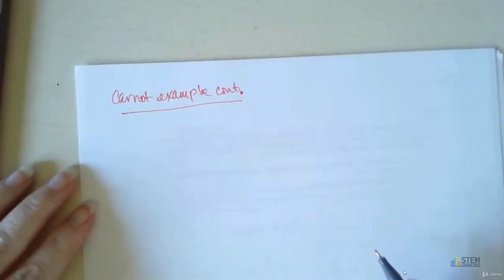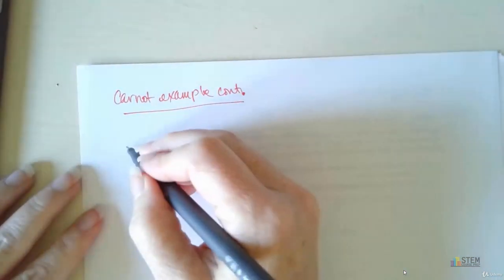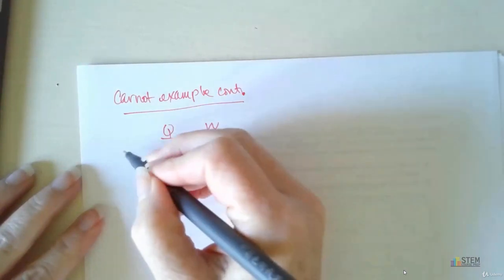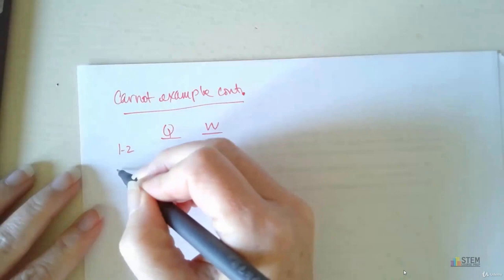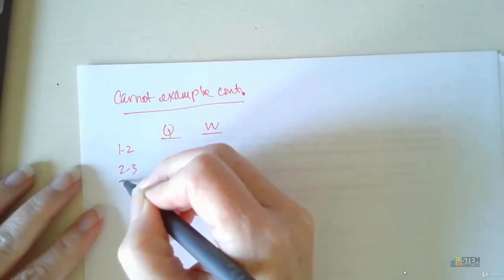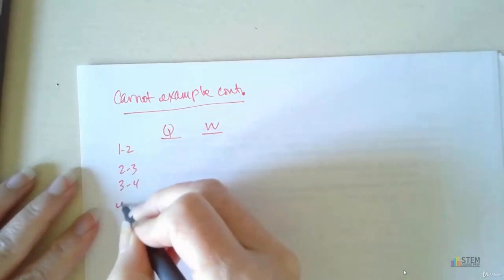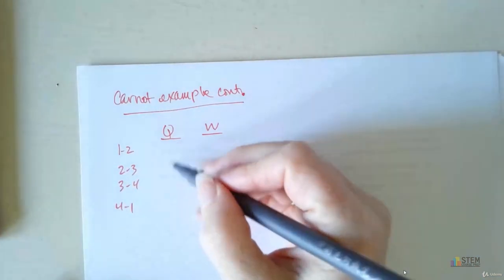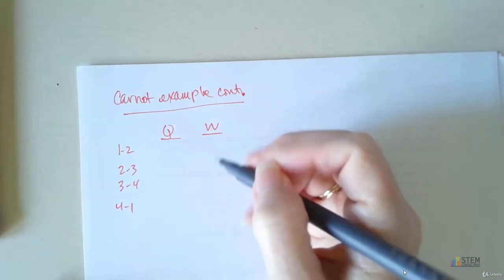Now, what we're going to do is look at our Q's and our W's. So we need to find Q and W for the entire cycle. Let's just make this little table, it'll be easier that way. Those were the processes, and then let's go through and write down the Q values and the work values for each of the processes.